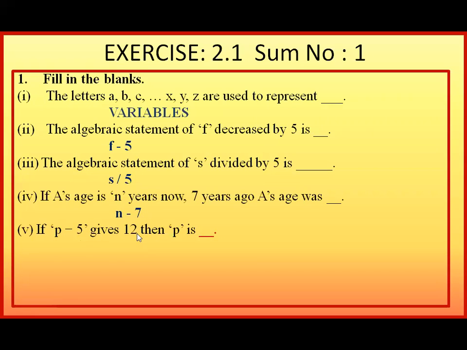If p minus 5 gives 12, then p is equal to. Now substitute: p minus 5 is equal to 12. So now p is equal to, take 5 to the other side of the equal sign and it becomes plus 5. 12 plus 5 is 17. So the value of p is 17.